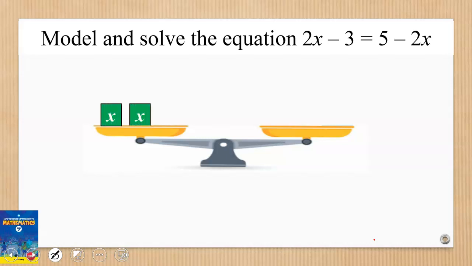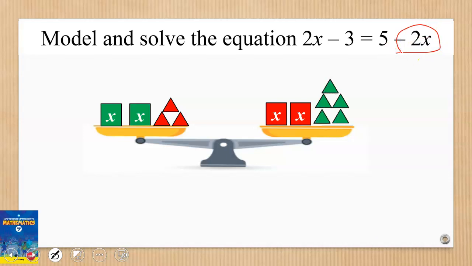Again, we'll model this as 2x, and we have negative 3 of the ones. The same thing at the right hand side too. We model our negative 2x and then plus 5 on the right hand side. So now our equation is balanced.